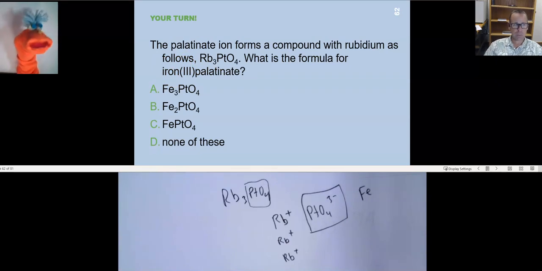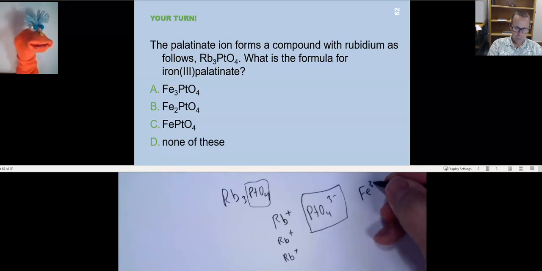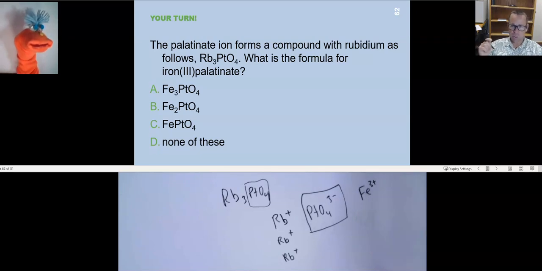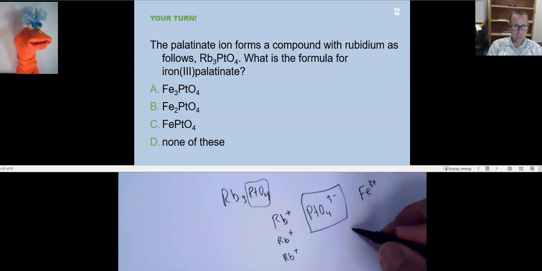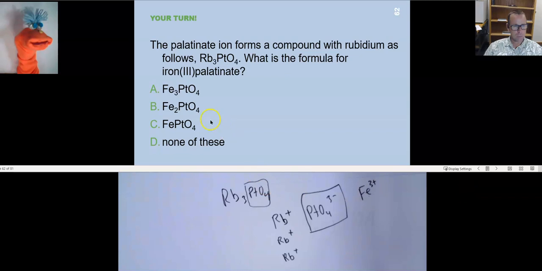Oh, does that 3 mean the +3? That's right. That 3 means that there's 3 missing electrons on the iron atom, making the iron ion the 3+ iron ion. And I can see how these are going to come together. It's just going to be a 1-to-1 ratio because the platinate ion has a -3 charge. So the resulting compound is going to be 1 iron for 1 platinate, FePtO4.